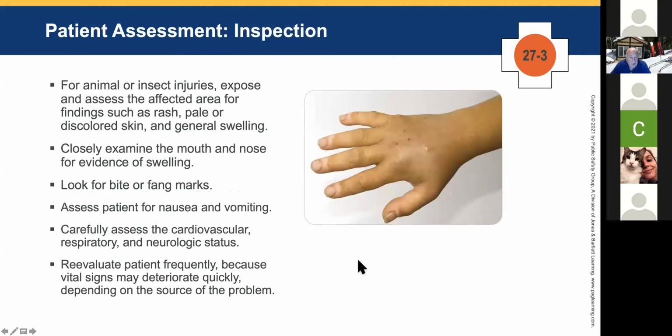Okay, we look at the patient inspection assessment. We look at inspection. For animal or insect injuries, we expose and assess the affected area. We're looking for things such as a rash, pale or discolored skin, and general swelling. And we want to closely examine the mouth and nose for evidence of swelling. Look for bite or fang marks. Assess the patient for nausea and vomiting. Carefully assess the cardiovascular, respiratory, and neurologic status. We want to reevaluate the patient frequently because vital signs may deteriorate quickly.